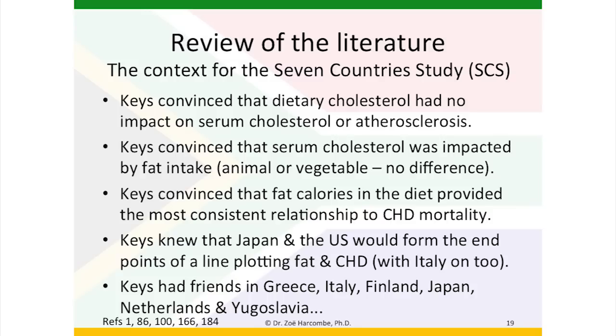He was convinced that fat calories in the diet provided the most consistent relationship with coronary heart disease mortality, and he knew that by having Japan and the US on a line, they would form the 2 endpoints of the line to represent a relationship with dietary fat intake and coronary heart disease. And Italy was on that line of the 6 countries also. Keyes had friends in Greece, Italy, Finland, Japan, Netherlands and Yugoslavia, and of course in the United States. And those were the 7 countries that he chose to do the 7 country study.